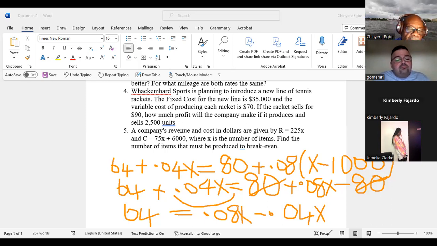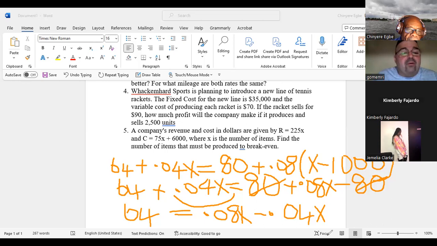I'm asking the question to Mario. What is 8 chickens minus 4 chickens? Yes, 4 chickens. Therefore, 0.08x minus 0.04x is 0.04x. You get the idea? Because x is subtracting x. Chicken is subtracting chicken.